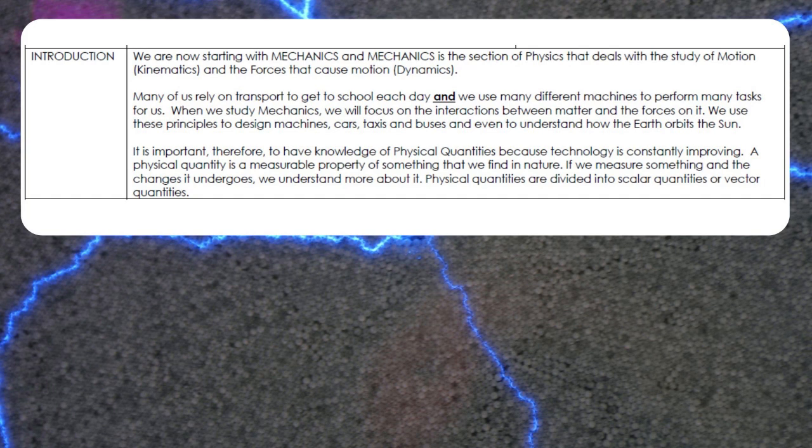A physical quantity is a measurable property of something that we find in nature. If we measure something and the changes it undergoes, we understand more about it. Physical quantities are divided into scalar quantities or vector quantities.